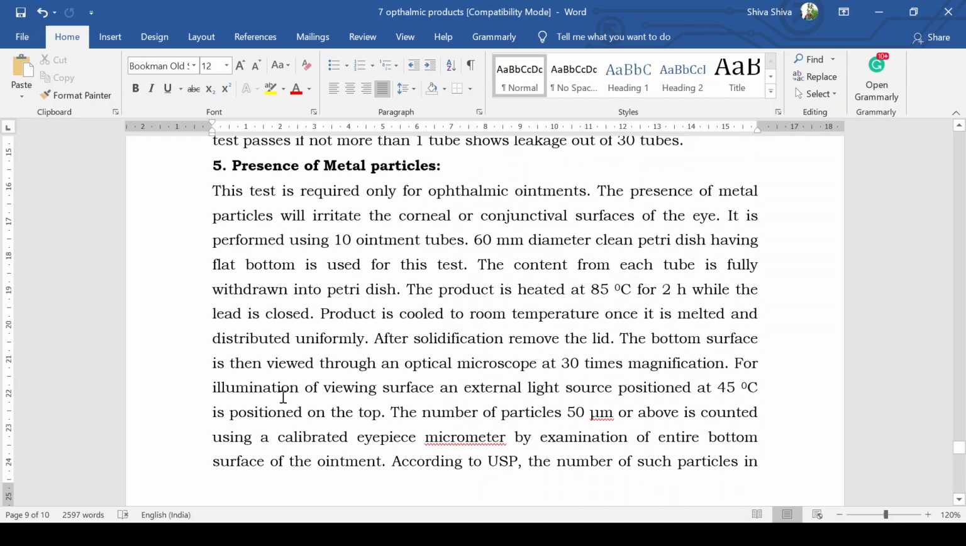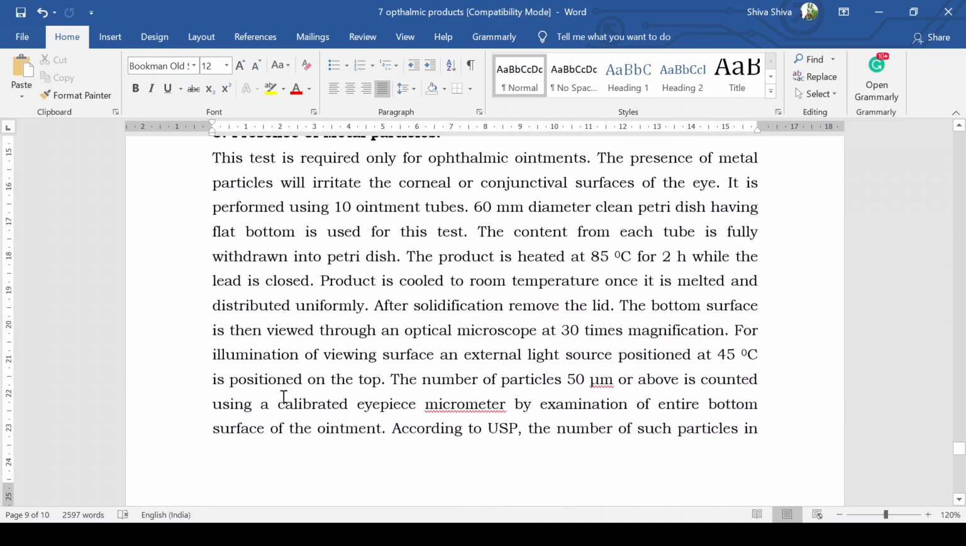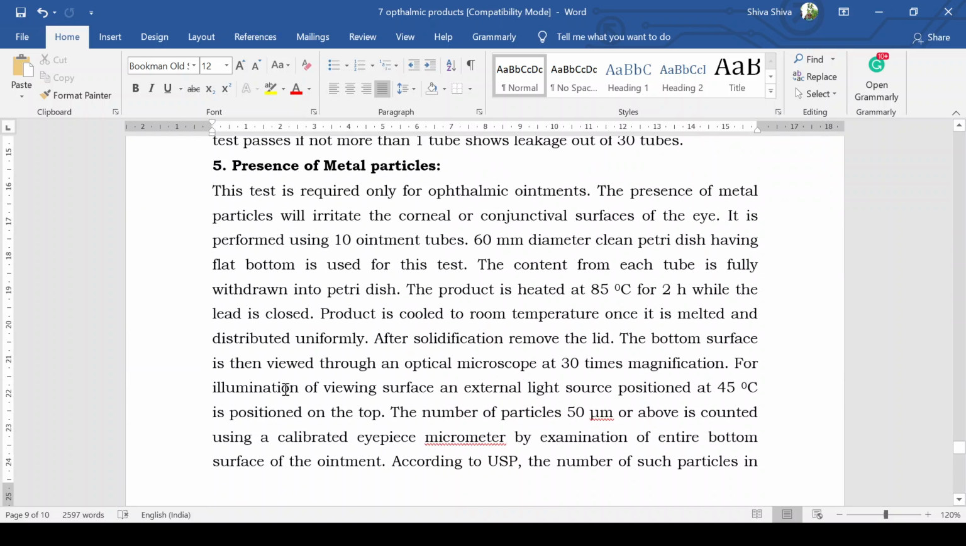Then presence of metal particles. This test is required only for ophthalmic ointments. The presence of metal particles will irritate the corneal or conjunctival surface of the eye. It is performed using 10 ointment tubes. A 60 millimeter diameter clean petri dish having a flat bottom is used for this test. The content from each tube is fully withdrawn into the petri dish. The product is heated at 85 degrees Celsius for 2 hours while the lid is closed.